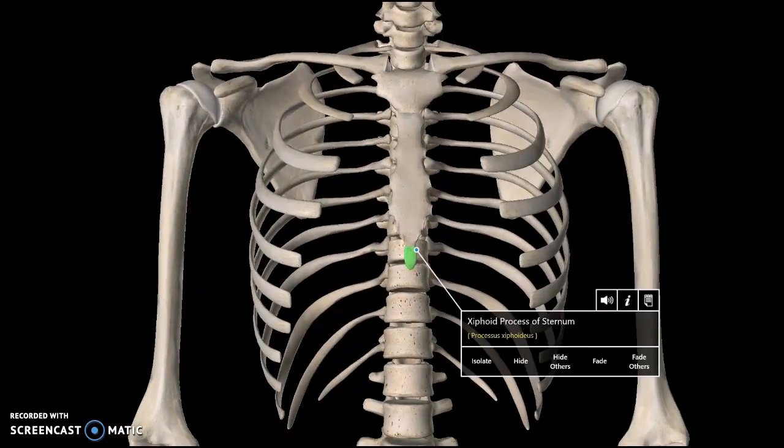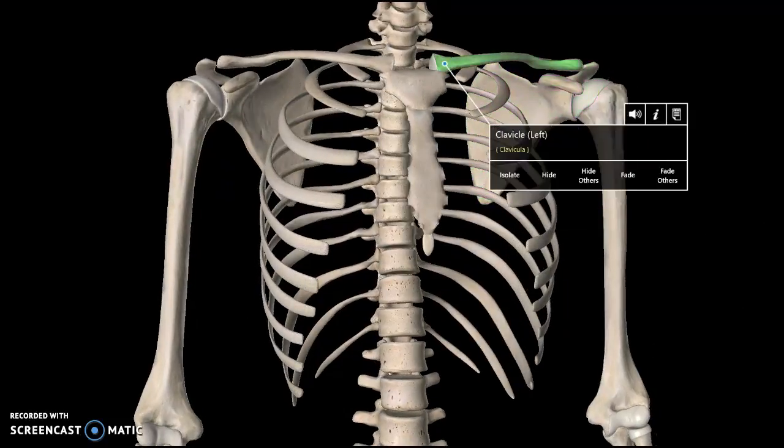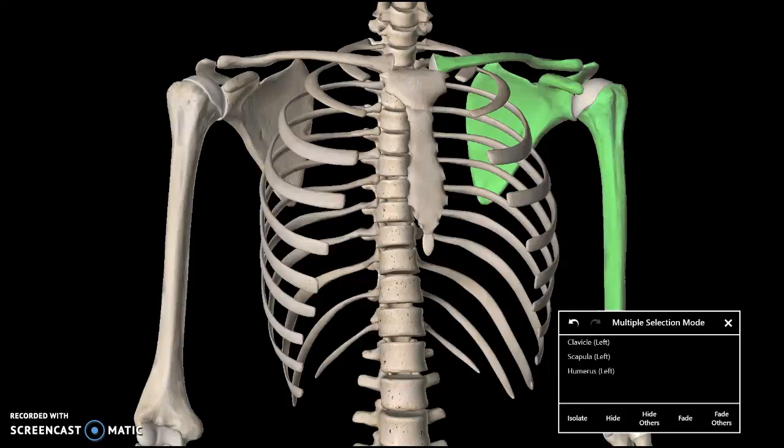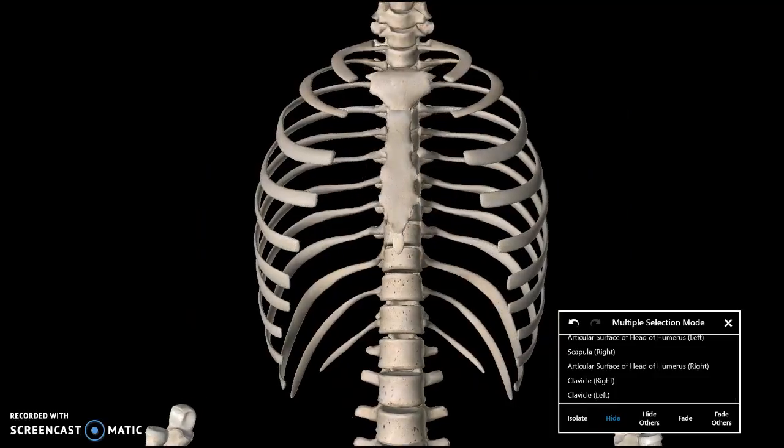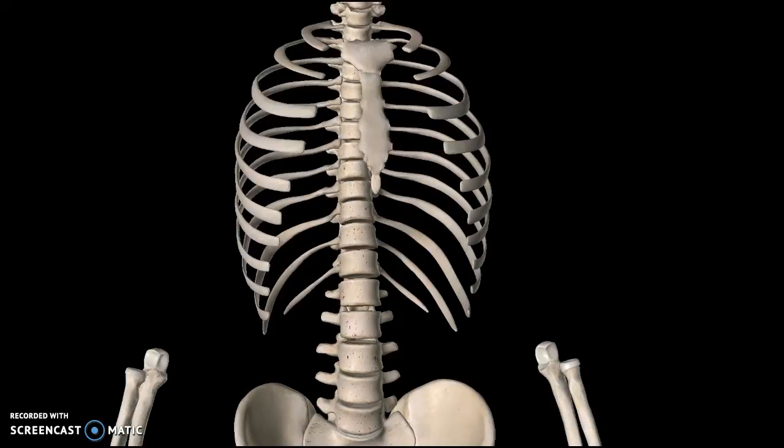Now, looking at the rib cage, let me just make a few of these structures disappear. Okay, so now looking at the rib cage, there are 12 sets of ribs, which means we got 24 ribs. And if you guys want to number them, they start from the top. So we got the number 1 and 2 and so on till the last one, which is the 12th one.